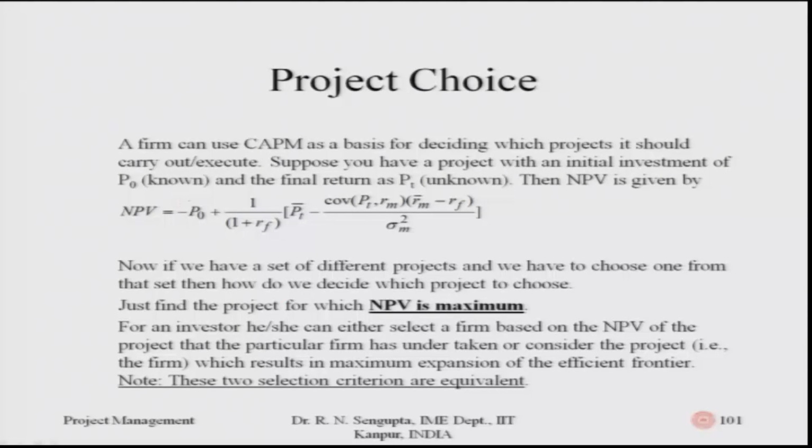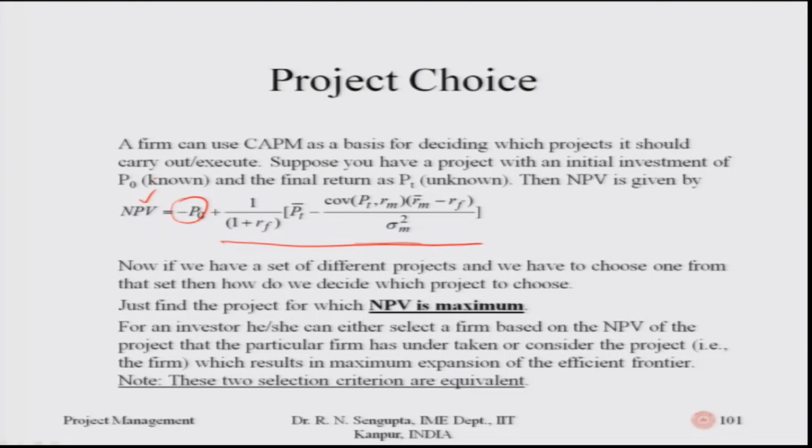This P naught is negative because that is the overall outflow of money from my pocket, considering I am investing. The second term is basically the value of the project depending on the price which I expect at time t. If this net present value is positive, which means it exceeds the outflow, then I will definitely invest in that project.